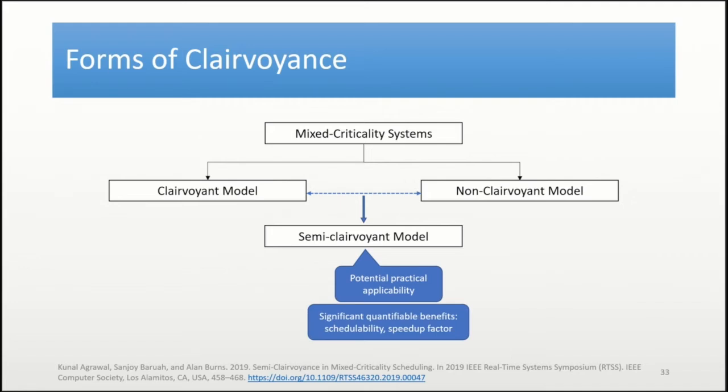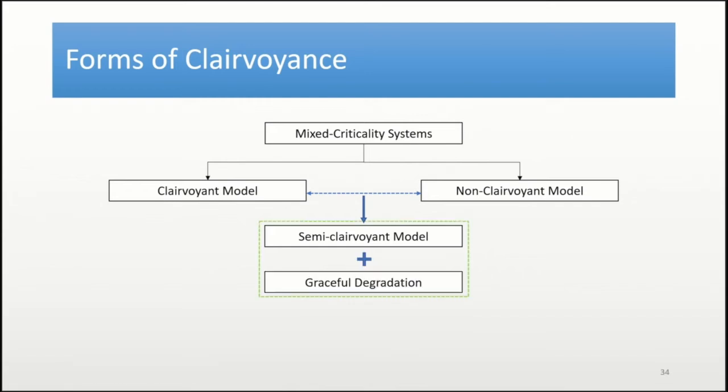Recent works also demonstrate that a semi-clairvoyant model provides significant quantifiable benefit over the conventionally considered non-clairvoyant models in terms of speed-up factor and schedulability. More recently, the problem of graceful degradation has been considered in the context of semi-clairvoyant scheduling. Multiple different notions of correctness for graceful degradation have been proposed.